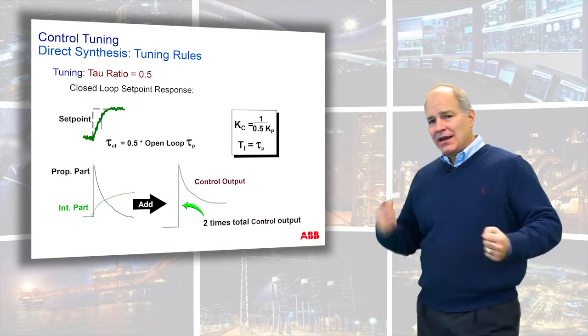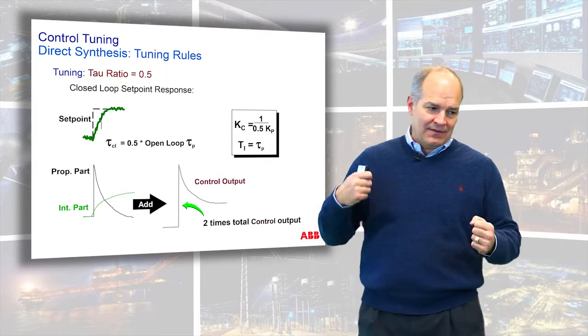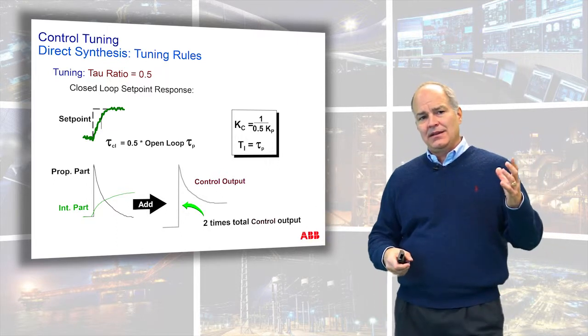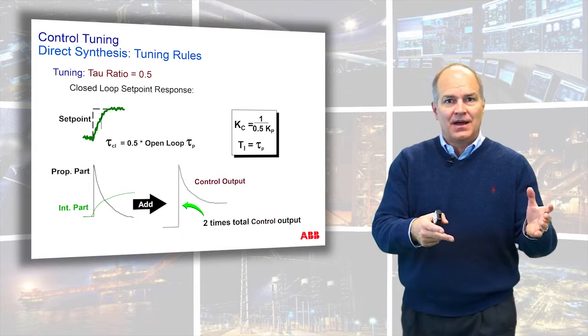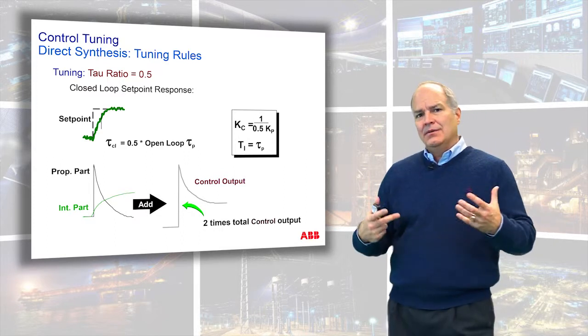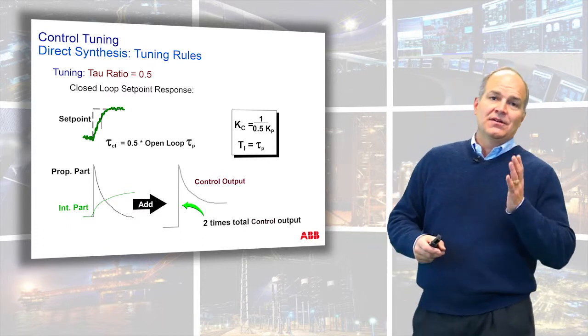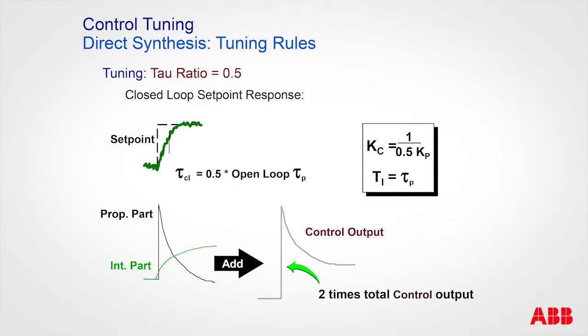Now people say, well, I've got to have that P kick. I've got to lead the process. Remember the example I talked about, getting in a cold car and you turn everything up hot and then you back off on it? Well, how can you do that with a PI algorithm? Well, you have a tau ratio of less than 1. Here's an example of 0.5.